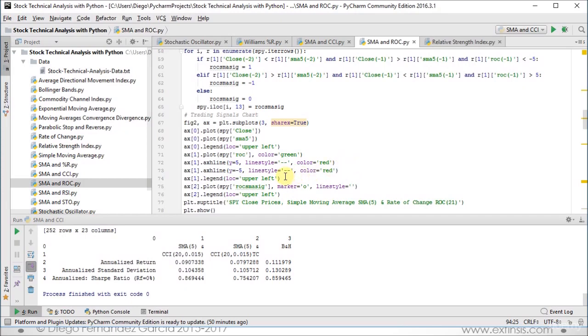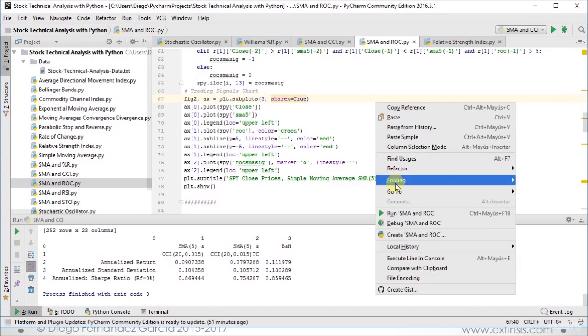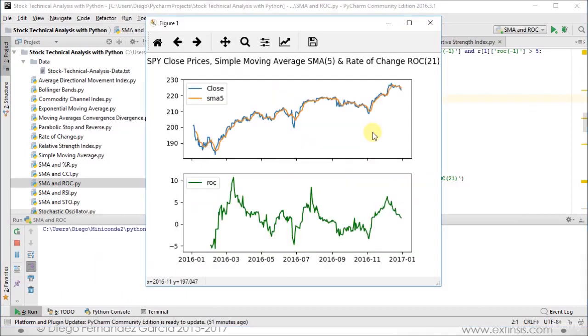Then you have the legend located at the upper left. Then we have the corresponding signals as dots with their line style blank so that there's no lines connecting the dots. And then we have the corresponding title of this chart, SPY close prices, simple moving average 5 days and rate of change 21 days. So let's proceed to run the code by clicking the right button on the mouse and scrolling down into run SMA and ROC or rate of change.